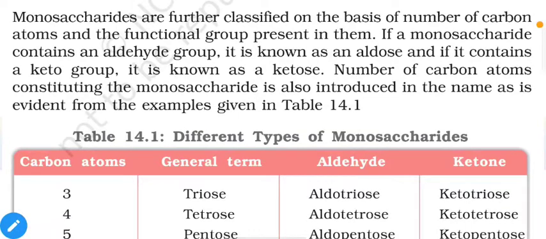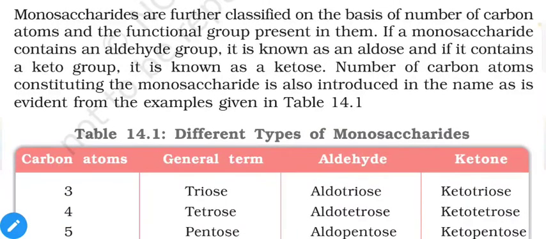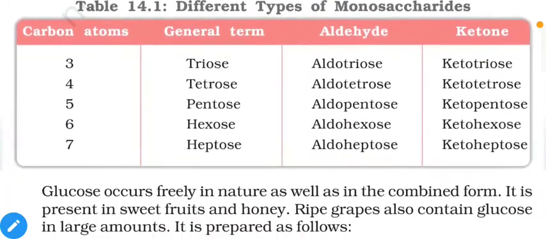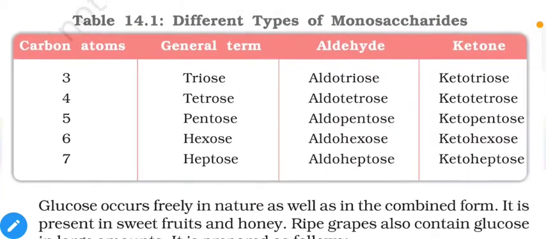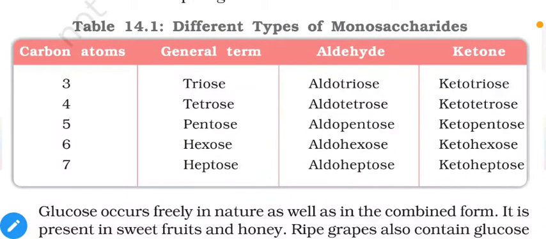If a monosaccharide contains an aldehyde group, then it is known as an aldose, and if it contains a ketone, then it is known as a ketose. The number of carbon atoms constituting the monosaccharide is also introduced in these names. If you have 3 carbon atoms, then the word triose is used, and if it contains an aldehyde, then it will be aldotriose, and if it is a ketone, then it will be ketotriose.